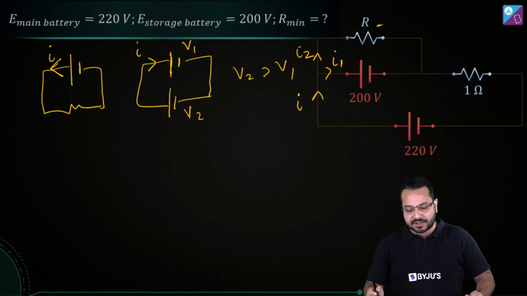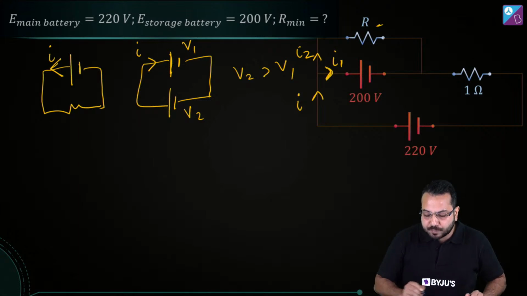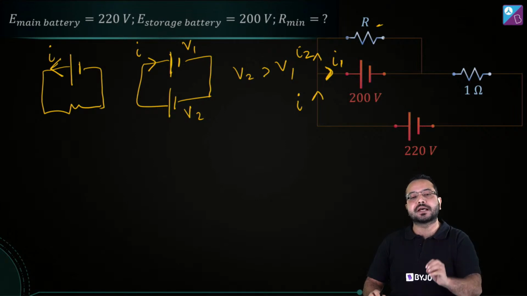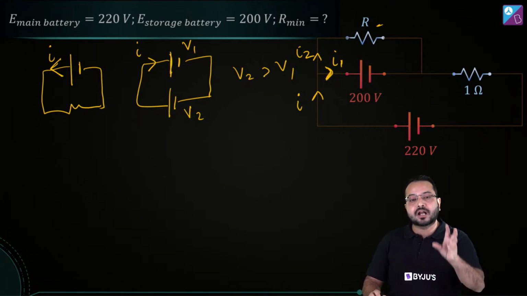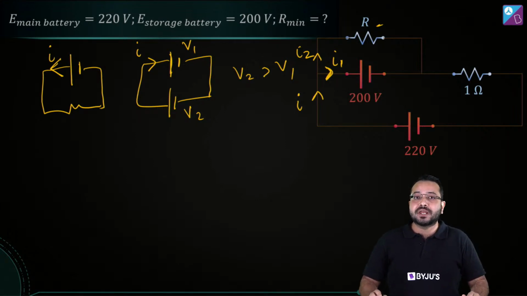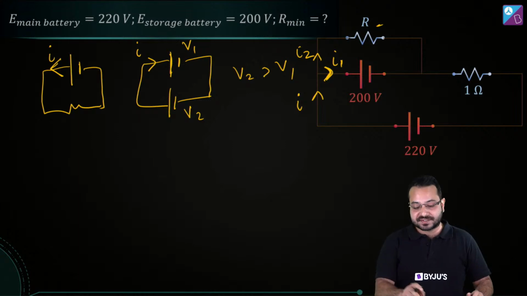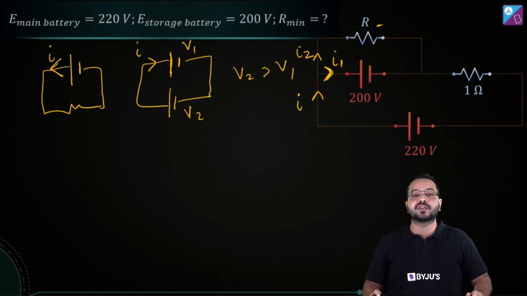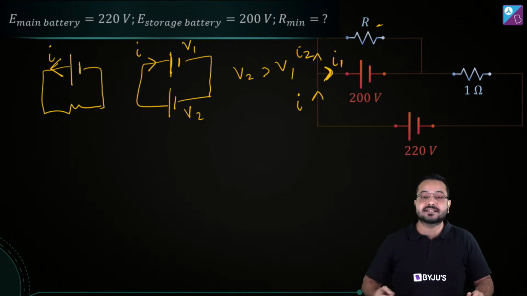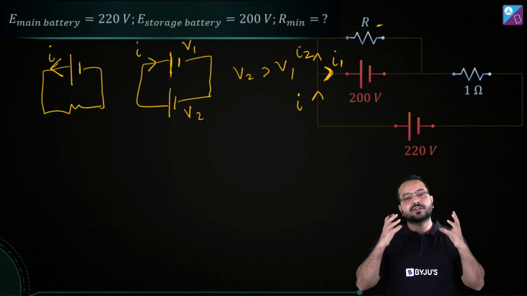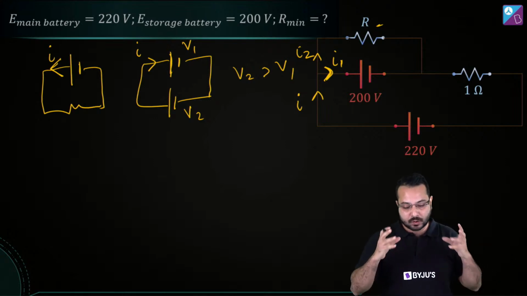Now the key here is that this I1 should be positive. Okay, what does it mean? Suppose I have assumed the direction of I1, and if it comes out to be positive, it means that the direction for current we have chosen is correct. Now if the current is in this direction, then we see that this is going into the positive terminal of the battery, and hence this battery is going to get charged. Is that correct? That is the key concept of this question.